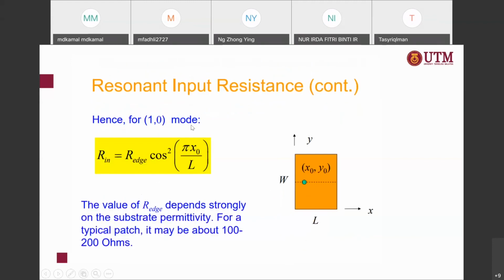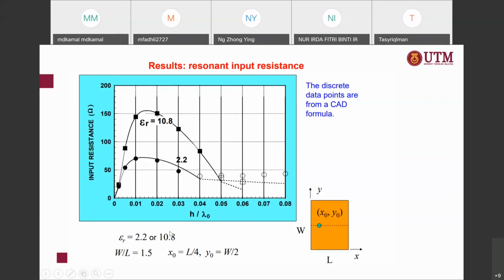Okay, so you can see the same thing: resonance input resistance R_in = R_H cos² (πx₀/L). Usually, if you calculate this value R_H, it is about 100 to 200 ohms. So this is about your W over L is 1.5, x₀ is L over 4, y₀ is W over 2. So you can find the value of your resonance input resistance here.